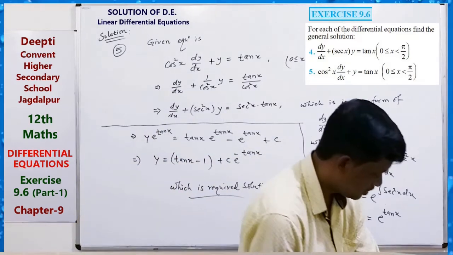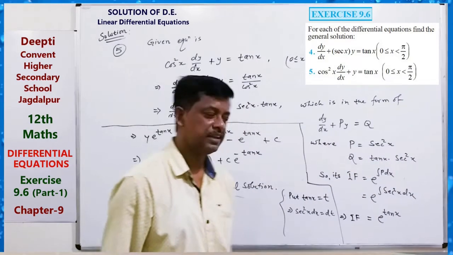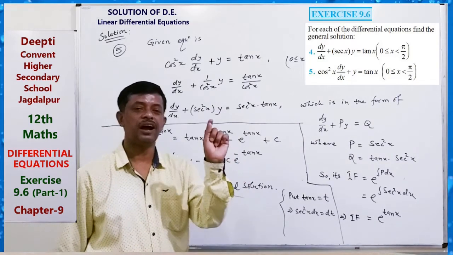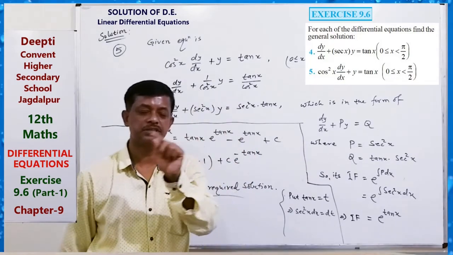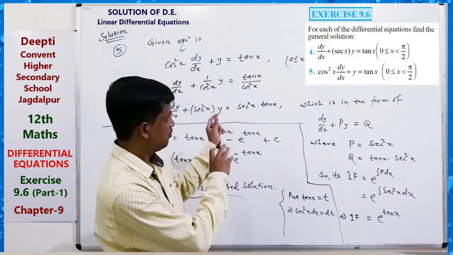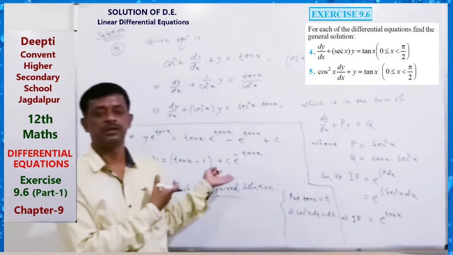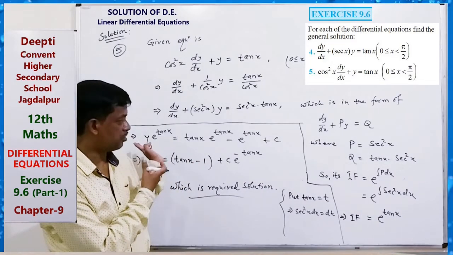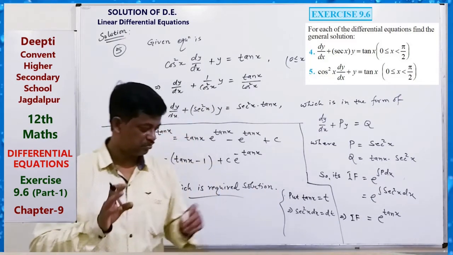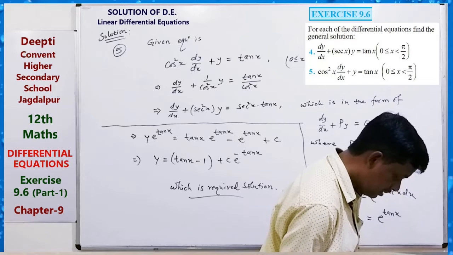Clear? So you can see the solution is tan x minus 1 plus c e to the power minus tan x. That means after writing the solution y into IF equals integration of q into IF plus c, that is the main part of the solution, because first of all you have to write in the standard form, then find IF, then put in the standard solution format, and the remaining thing is what? Doing integration. So practice, do more and more practice for solving integration.